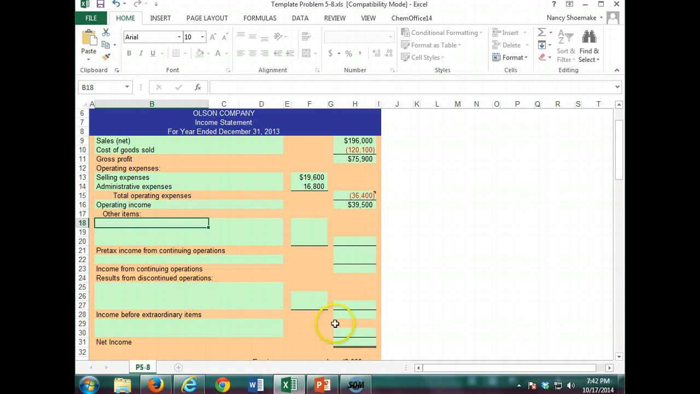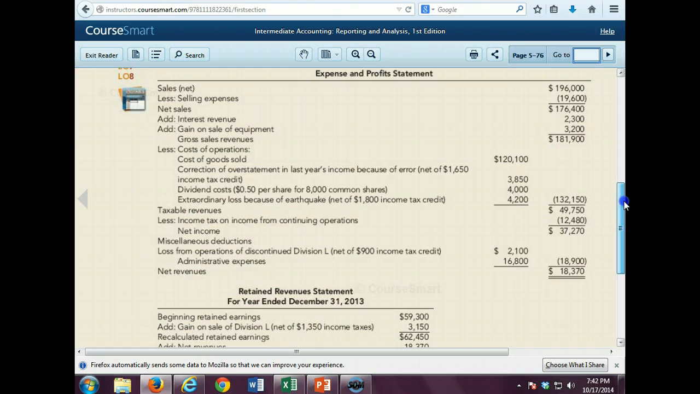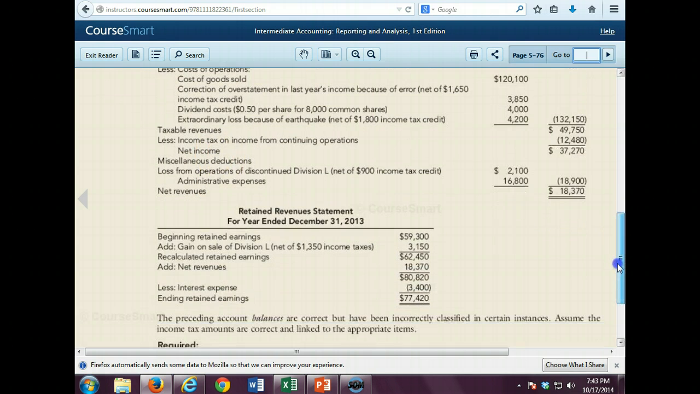Let's go look back at the book. Investing and financing. What about interest revenue? Isn't that part of it? What about gain on sale of equipment? Isn't that part of it? Is there an interest expense here? It's down in the retained earnings. What about interest expense? Isn't that part of it too?